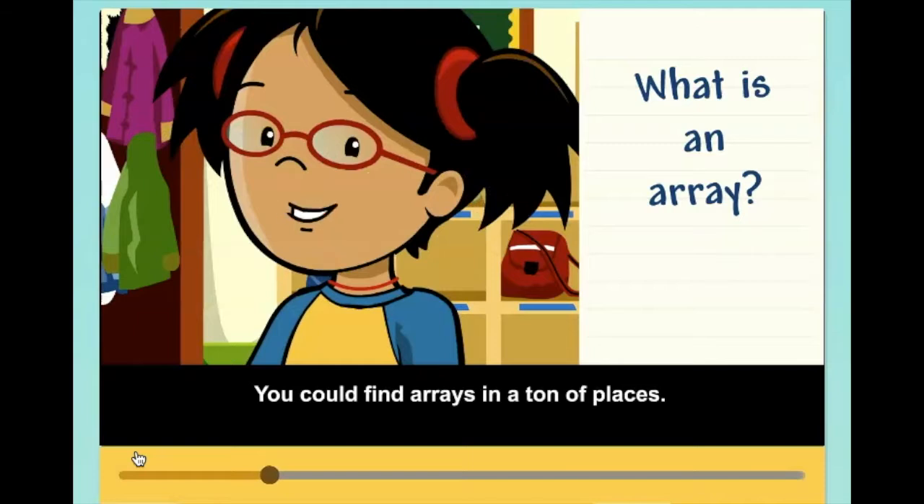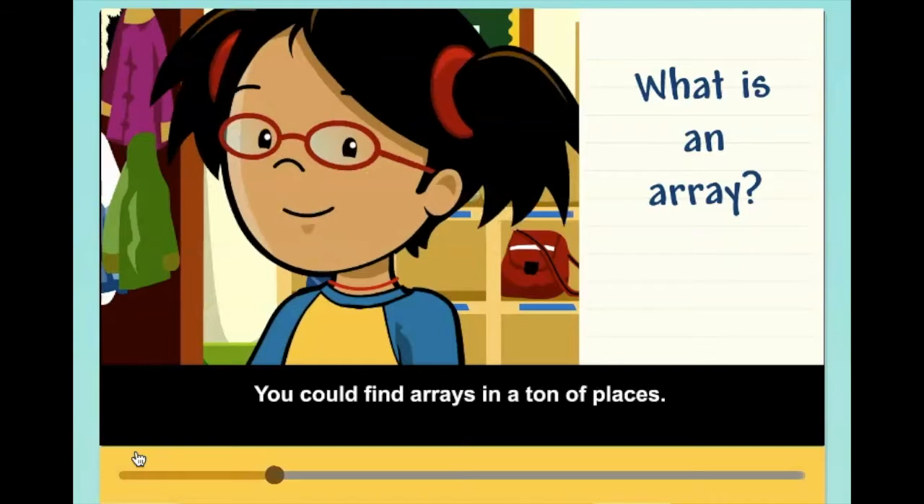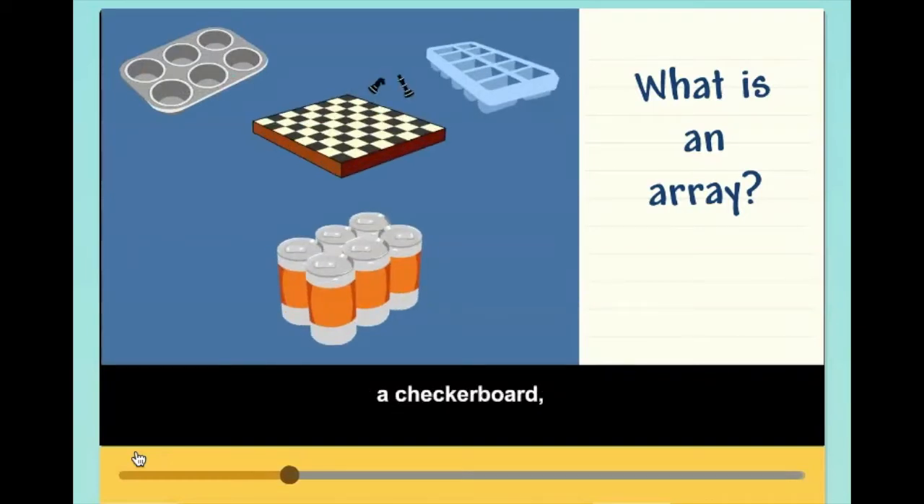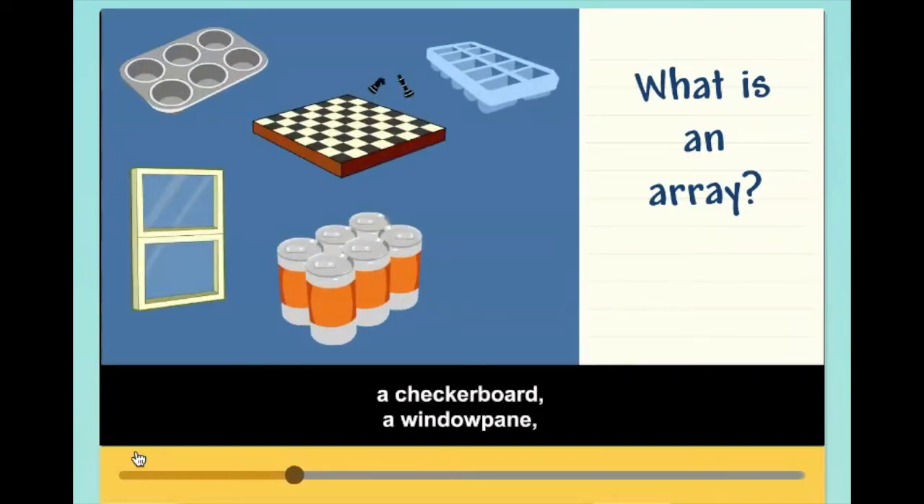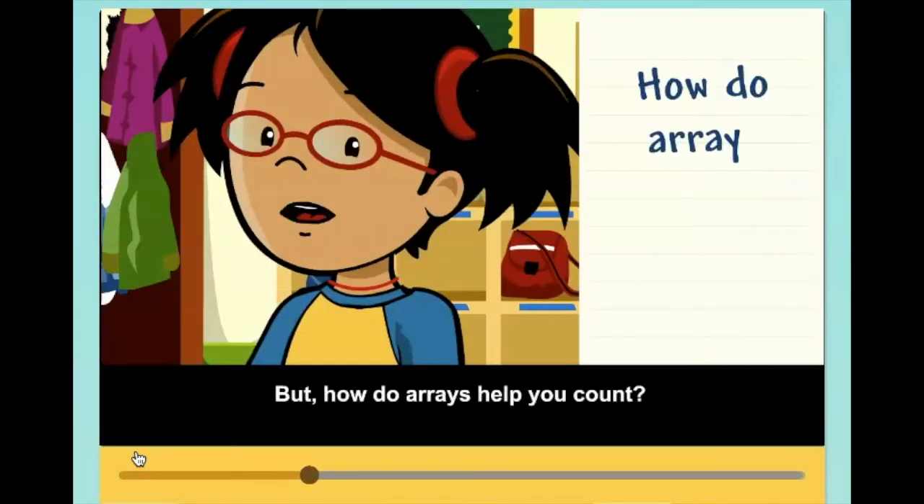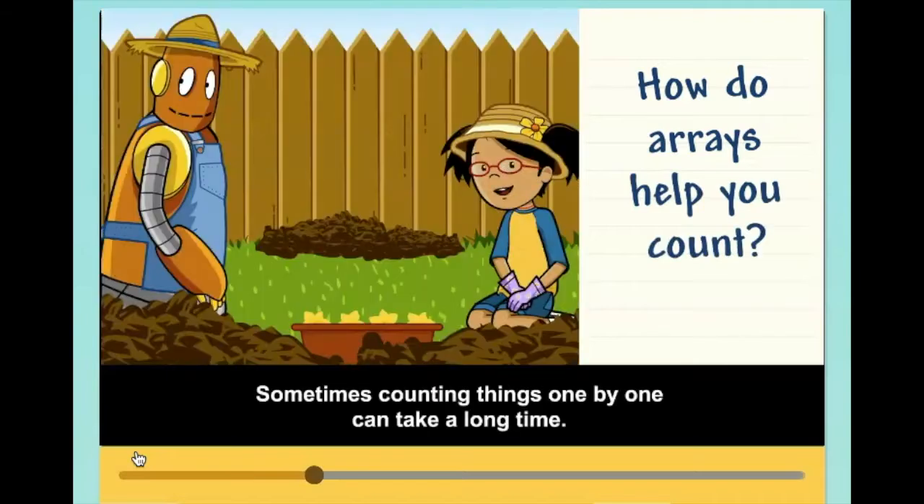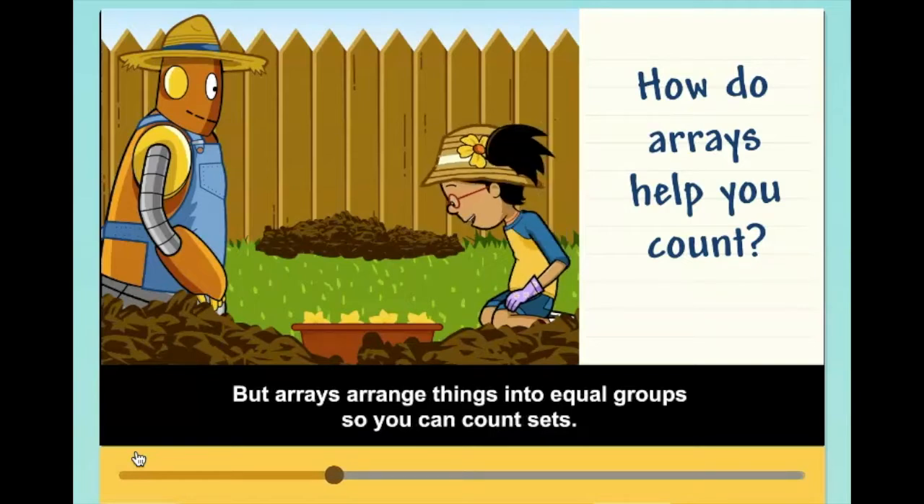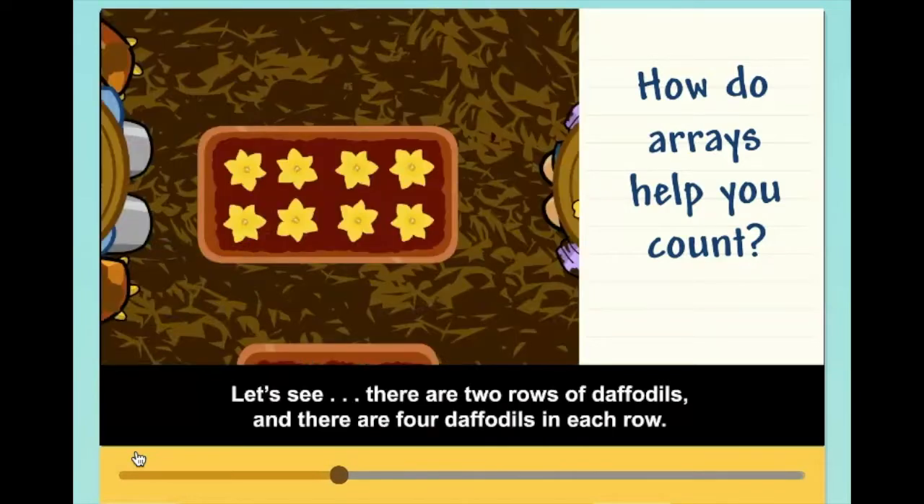You can find arrays in a ton of places. You could find them in a muffin tin, or an ice cube tray, a pack of soda, a checkerboard, a window pane, and on a phone. Arrays make counting easier. But how do arrays help you count? Sometimes counting things one by one can take a long time, but arrays arrange things into equal groups so you can count sets. Let's see.